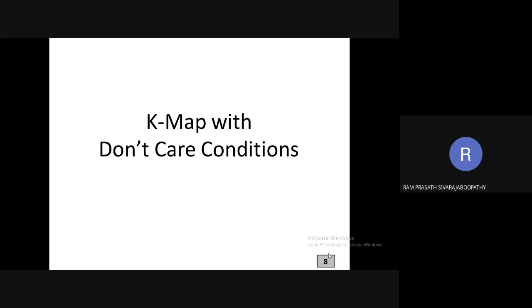Now in digital, when we say don't care, the meaning is those combinations of inputs which we are not considering when we are designing. Say for example, if I am having a 4-bit binary number, I can represent it with 4 bits, with 4 variables A, B, C, D. What are the possible combinations I can put? 0, 0, 0, 0 up to 1, 1, 1, 1. So I am having 16 combinations, from 0 to 15. 0, 0, 0, 0 means decimal 0, and 1, 1, 1, 1 means 15.